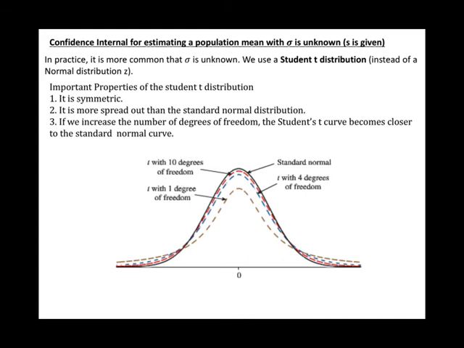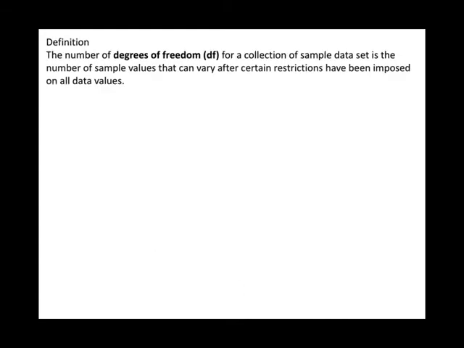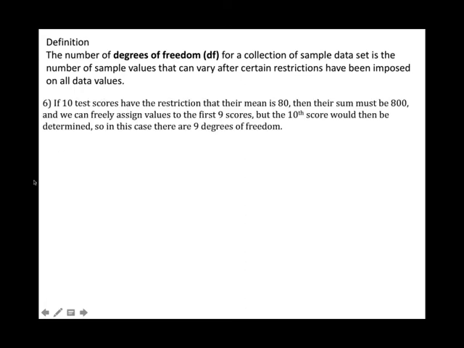Now let me explain the meaning of degree of freedom. Definition: the degree of freedom for a collection of sample data is the number of sample values that can vary after certain restrictions have been imposed on all data values. So what is the degree of freedom? Look at this example. If 10 test scores have the restriction that the mean is 80, then my restriction is that the sample mean has to be equal to 80.